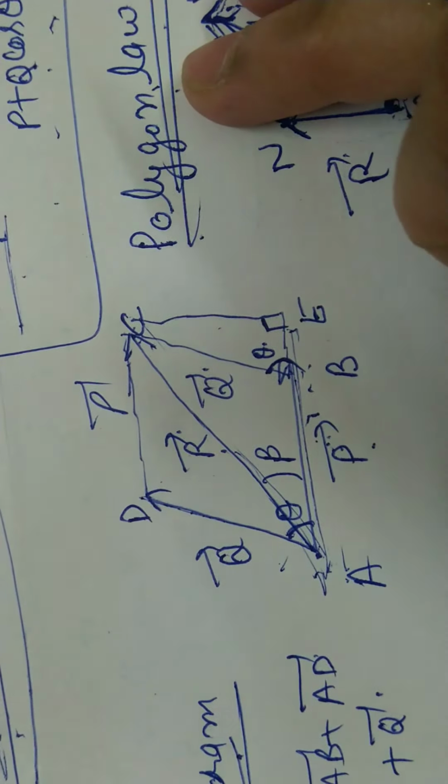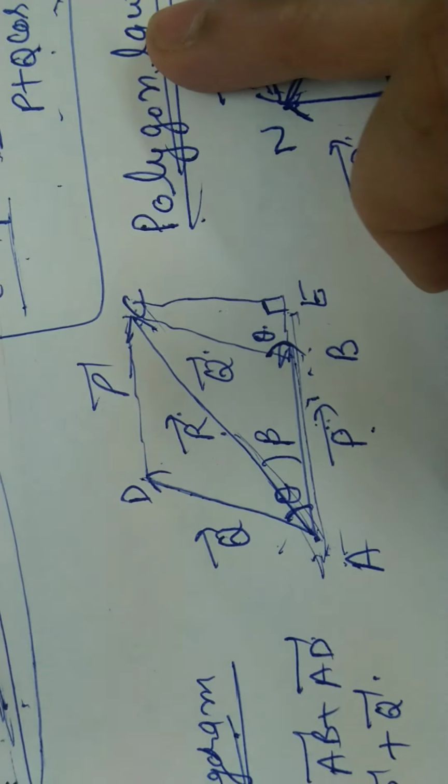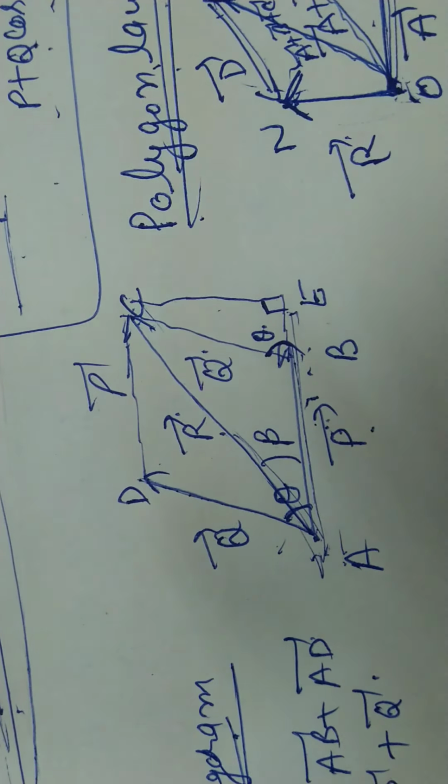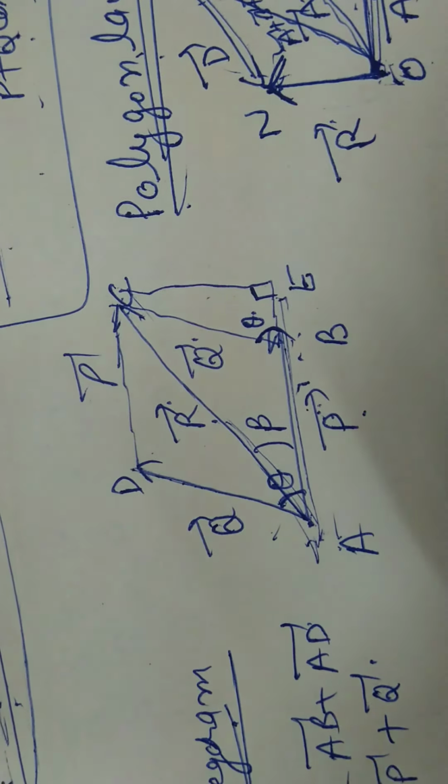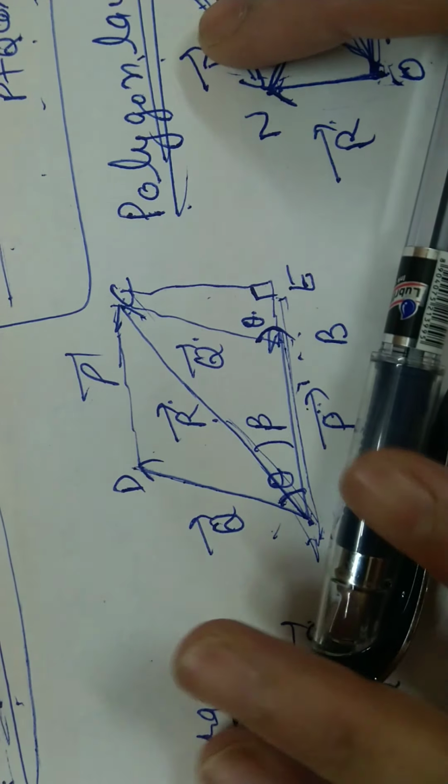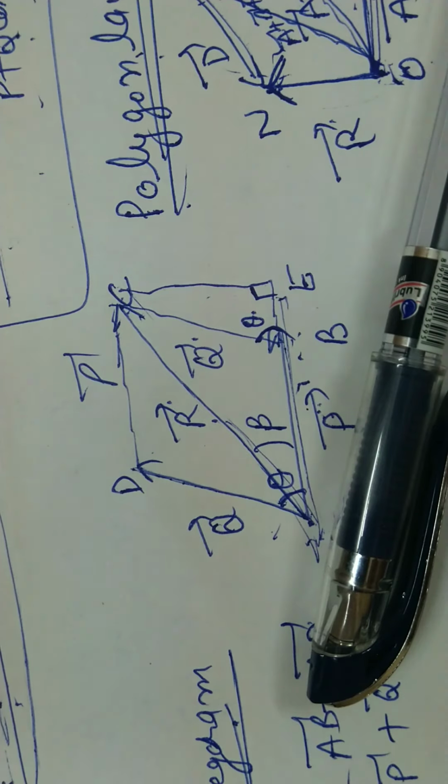So far we discussed the vector quantities, their representations, how the different types of vectors are defined, and how vectors are added by using the vector addition laws. For two vectors we use the triangle law and parallelogram law, and for more than two vectors we use the polygon law of vector addition.